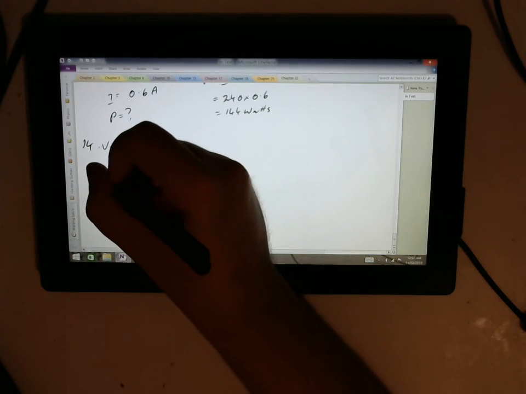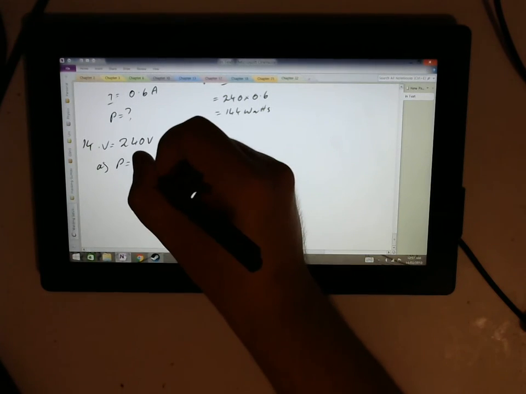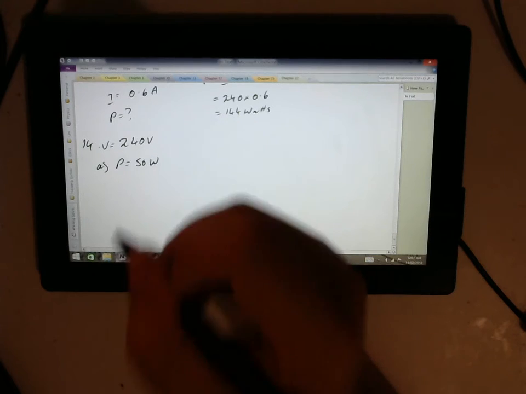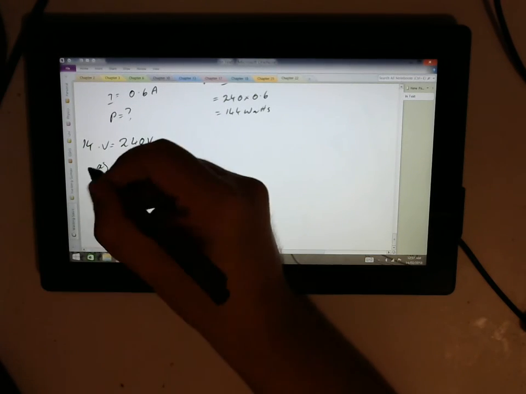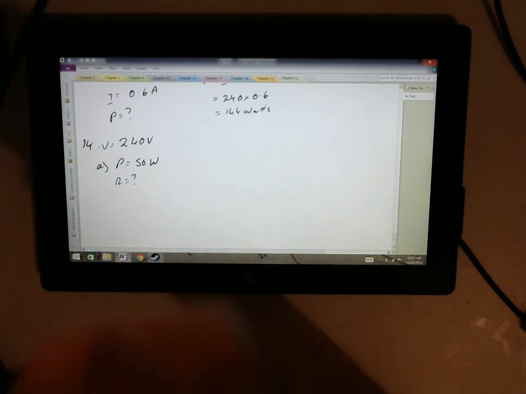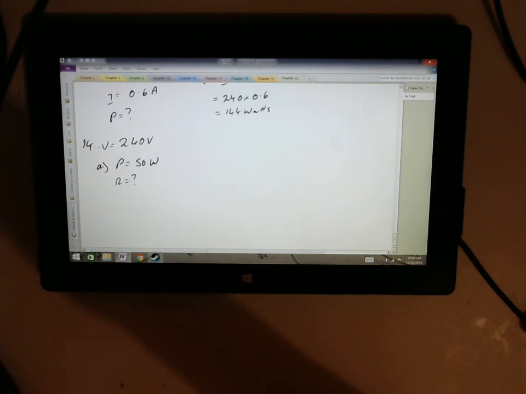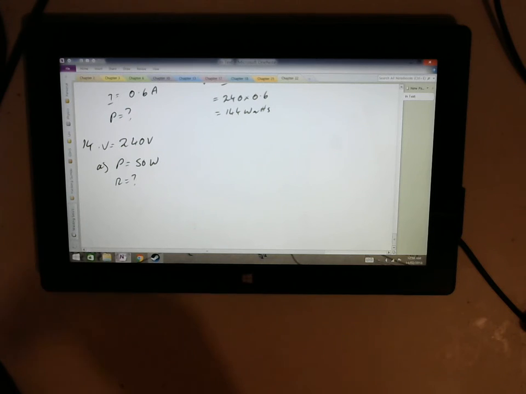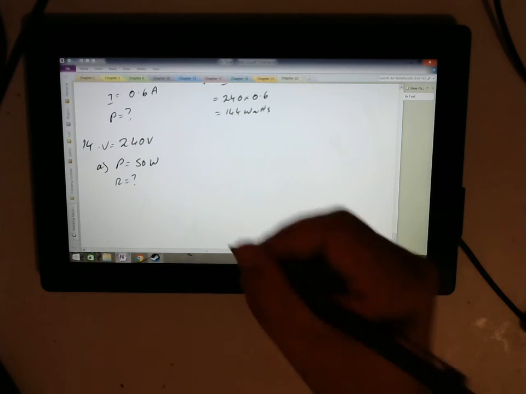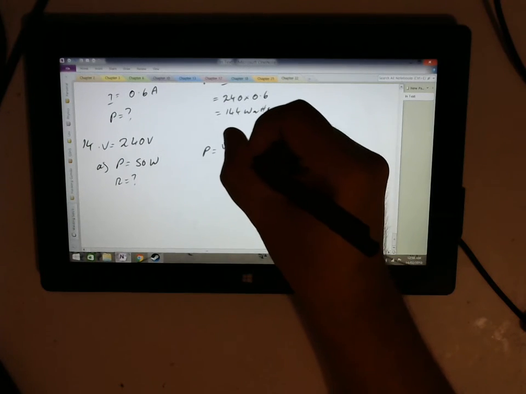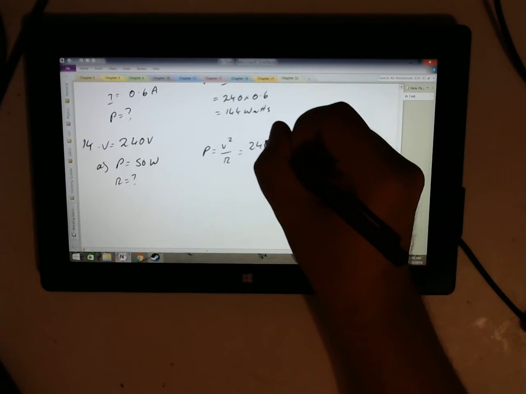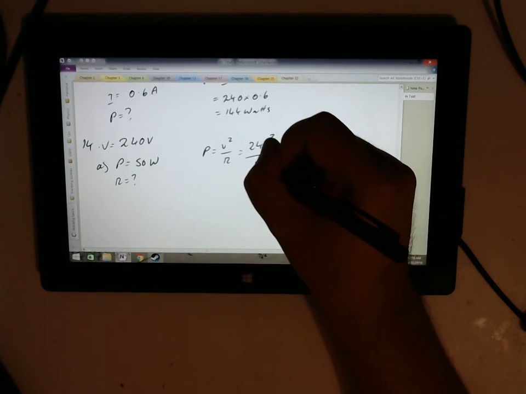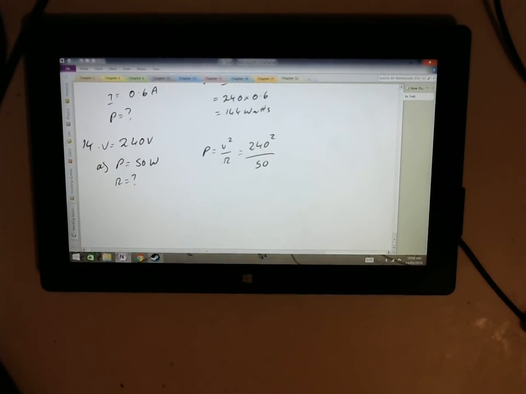Okay, so for A, we have that power equals 50 watts. And we're asked to work out the resistance. Resistance equals dunno. Do we have a formula that links these three things? Yes, we do. Okay, and if I scroll back up to double check it, yes, it is V squared over R. So P equals V squared divided by R. And that would equal then 240 squared divided by 50. Let's chuck that in.